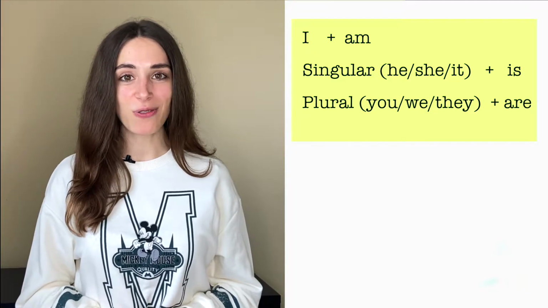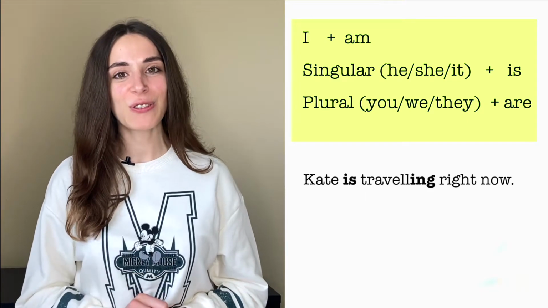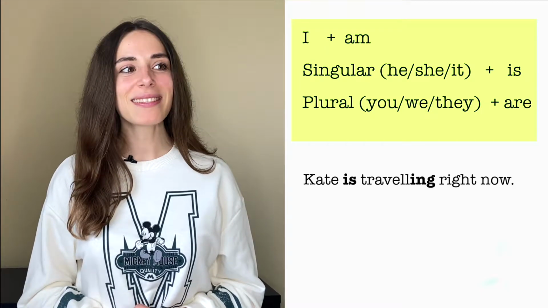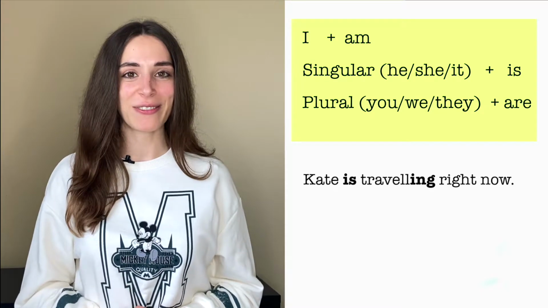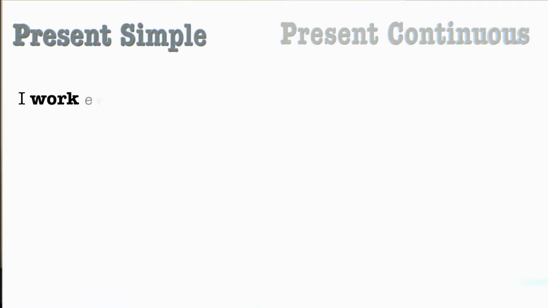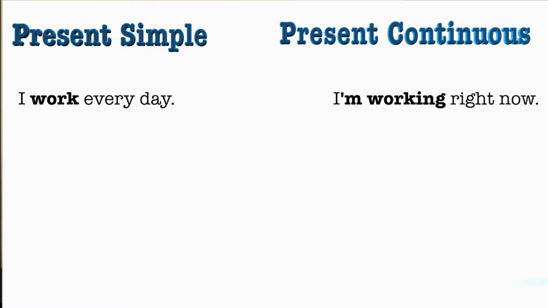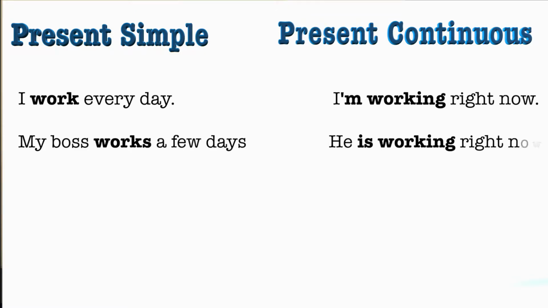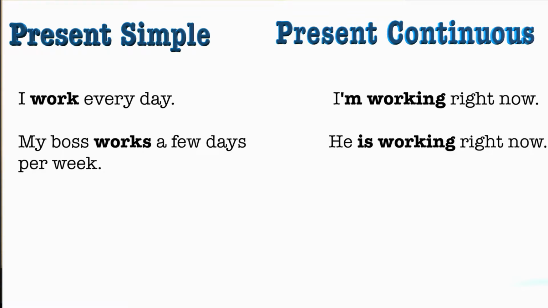Think about your best friend and what is he or she doing right now? Personally, my best friend is traveling right now. Let's add to our sentences right now. So here we have, I work every day. I'm working right now. My boss works a few days per week. He's working right now. So as you can see, we have am, is, plus an ing form.